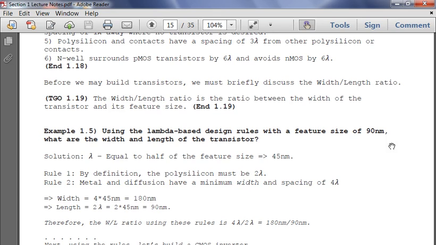So now we have 90 divided by 2 is 45, right? So the length is going to be 45 times 2, and the width is going to be 45 times 4. So this becomes 180, this becomes 90. So in your basic rule, you can see the width-length ratio becomes 2 to 1 initially. The length will always be smaller than the width. Yes.